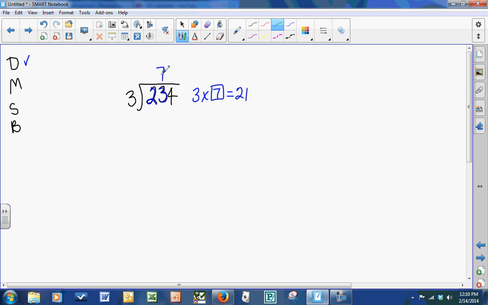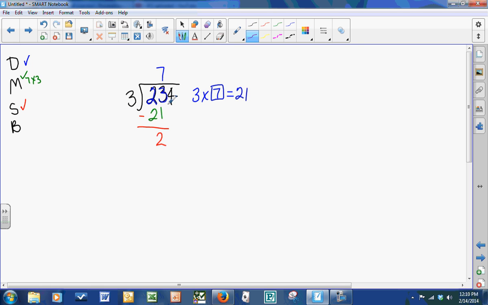Then I'm going to multiply 7 times 3. And of course, that's 21. So I write that underneath. And that takes care of the second step. Then I'm ready to subtract. 3 minus 1 is 2. And 2 minus 2, that's the same. So we just have a 0. We don't have to put anything there. So that takes care of the third step. And then we're ready for the fourth step, which is to bring down.